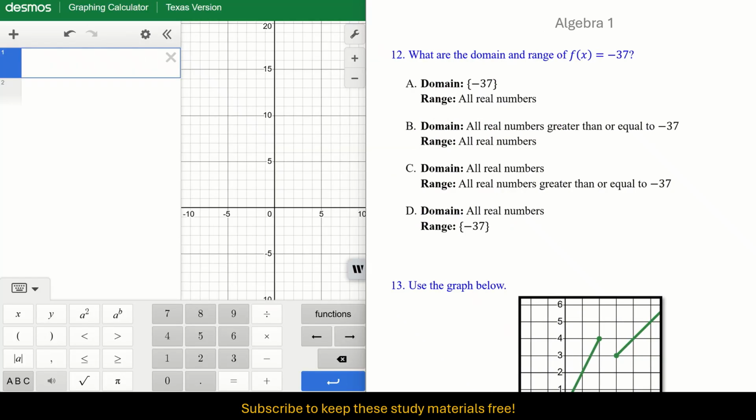Using the Desmos Graphing calculator, now we could use the TEKS version or the general version, free online. It doesn't matter which one for this problem. We just simply do as we would on a calculator. Go to the first line and simply type in negative 37. Now watch what happens though. Negative 37. It doesn't do anything for me. Why? Because it doesn't know yet what you're typing in. That's what it's asking me.